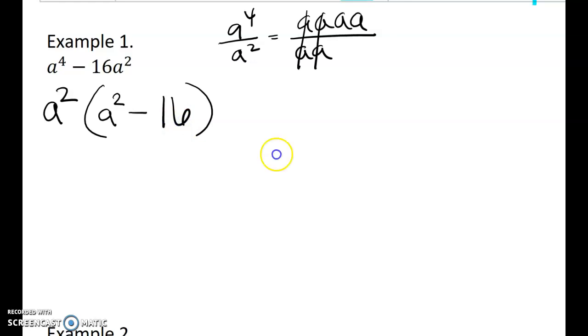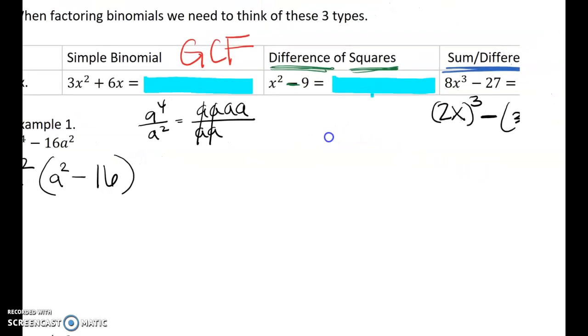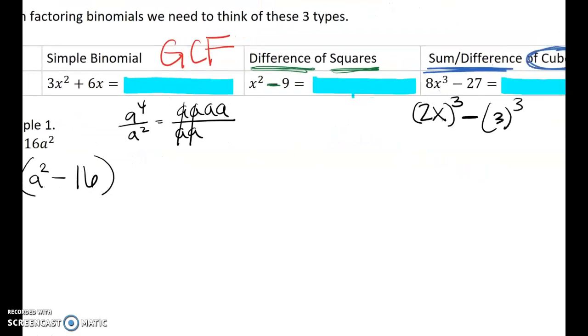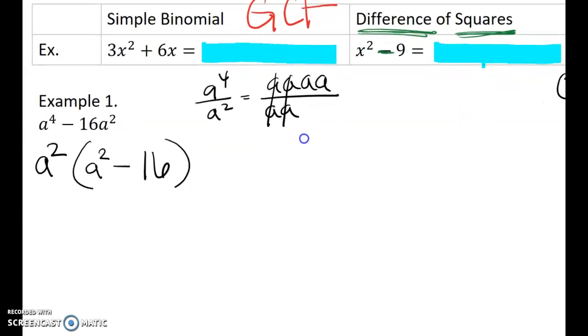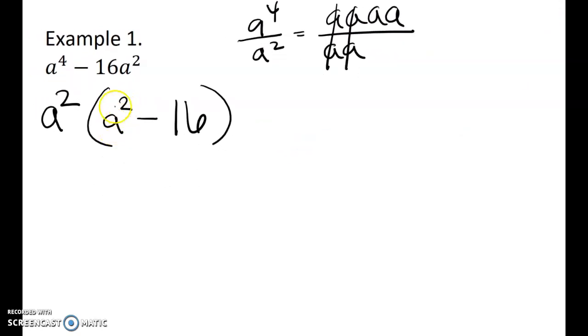So now that I've done that, I need to look at these other options. My other options were difference of squares or sum and difference of cubes. Now looking at what I have left, this is squared, so I need to ask, is this a difference of squares? Well, that's a difference. This is a square, but is 16 a perfect square? Yes, it is. So this is a squared times the quantity of a squared minus 4 squared.